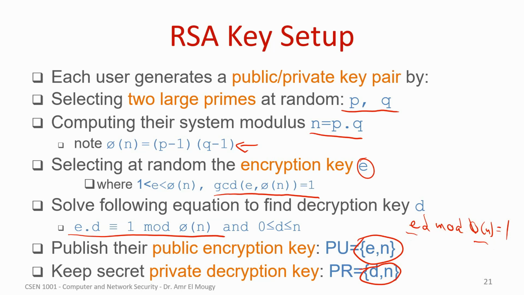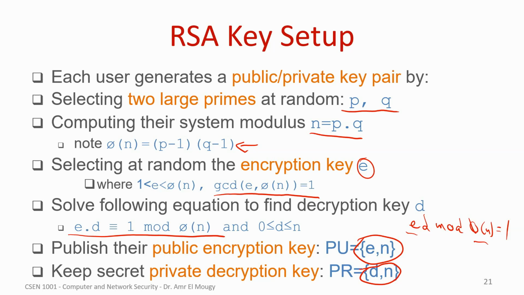D has to be less than N in this case. Okay? So again, the steps for key generation: you choose two prime numbers P and Q. Now you can calculate the system modulus N, which is P multiplied by Q. You can also calculate the Euler totient of N, which is (P minus 1) multiplied by (Q minus 1). Given that, you can choose the public key E, a number where the greatest common divisor of E and phi N is equal to 1, and E is less than phi N.